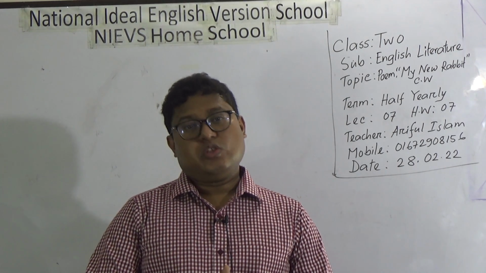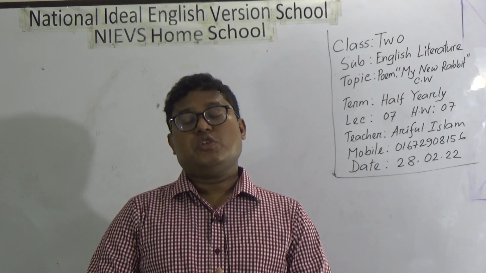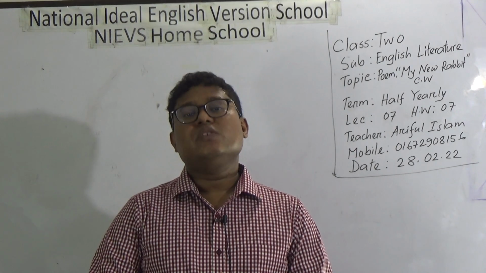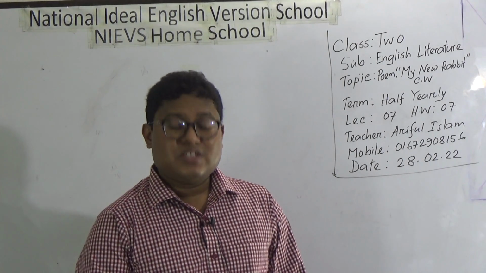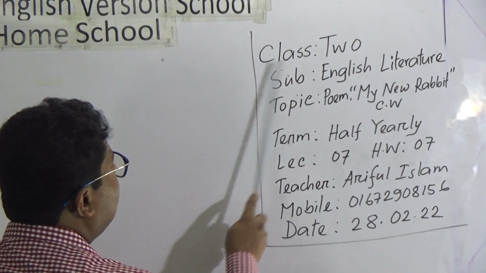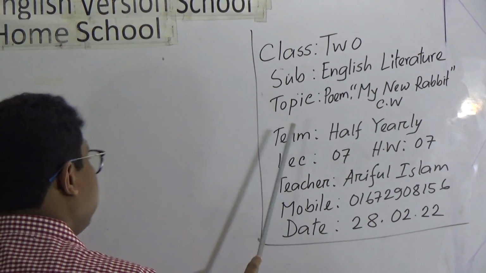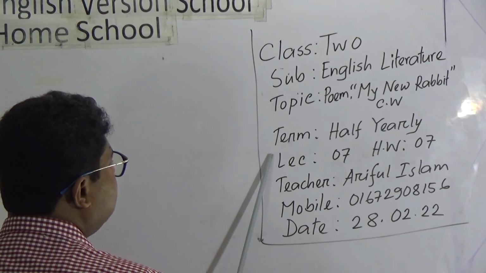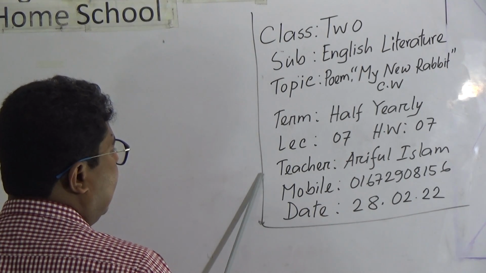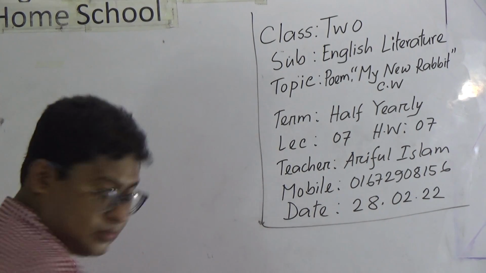Dear students, today I am going to take an English literature class for class 2 students. Our today's topic is the poem My New Rabbit, CW. So, let's see our today's topic, my dear students. Class 2, subject English Literature, topic poem My New Rabbit CW, lecture 7, SW will be 7. Teacher Ariful Islam, and this is my mobile number and today's date.